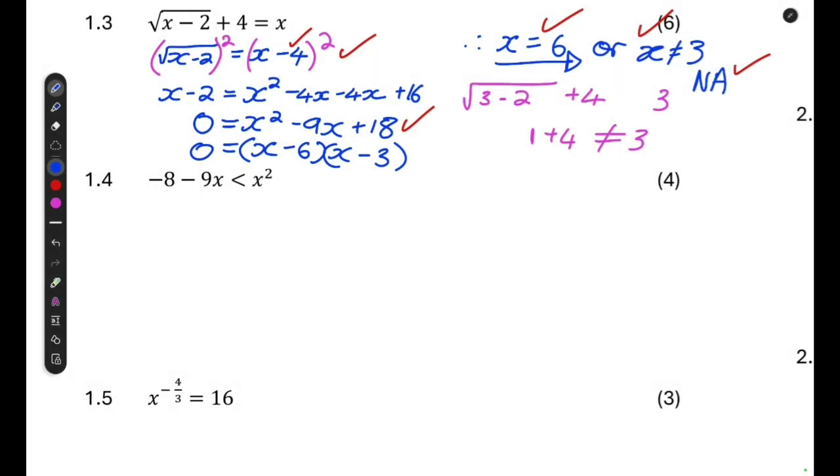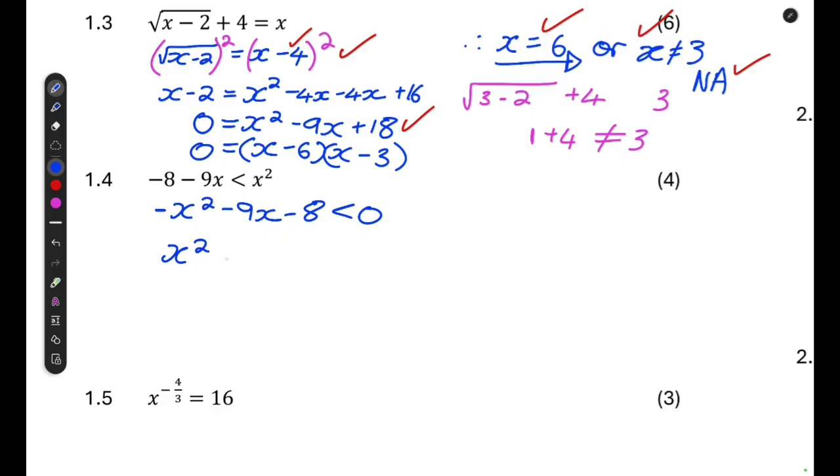1.4, inequalities. Once again, I want everything on the same side, so you can choose where you want to take it. Let's, for this sum, take everything to the left. So I'm going to have a minus x squared minus 9x minus 8 smaller than 0. Okay, you can draw your parabola from there and then get your brackets, but I would always make sure that I'm working with a positive x squared.